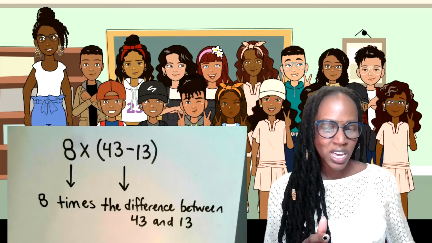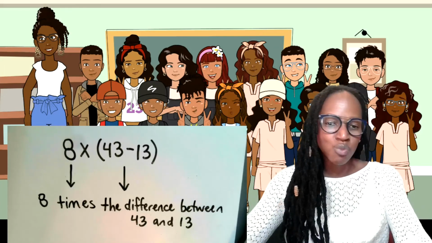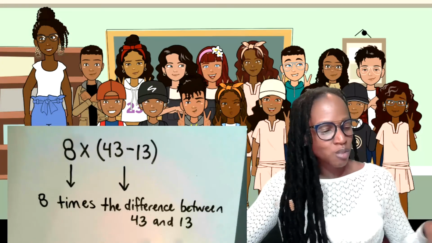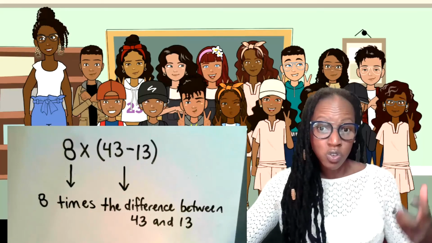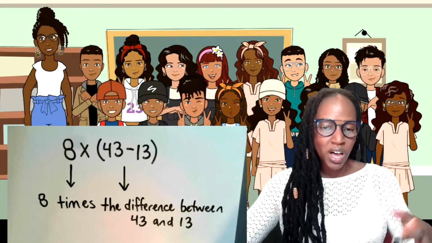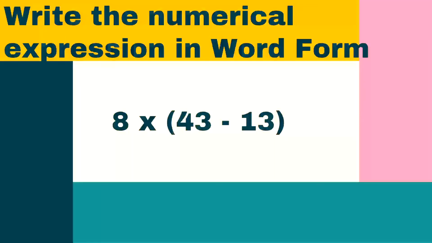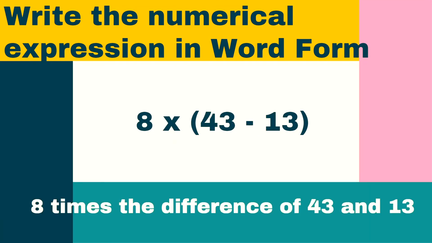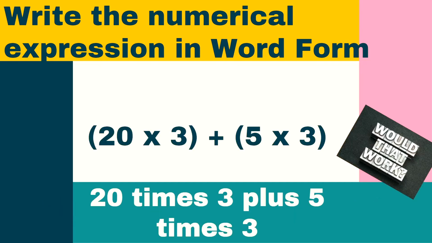So we can see that that numerical expression, we break it down by first determining what unit we're multiplying. And let's figure out, why is that important? So I would write this in word form as 8 times the difference of 43 and 13. Okay. Now let's look at another example to see why the parentheses are so important.